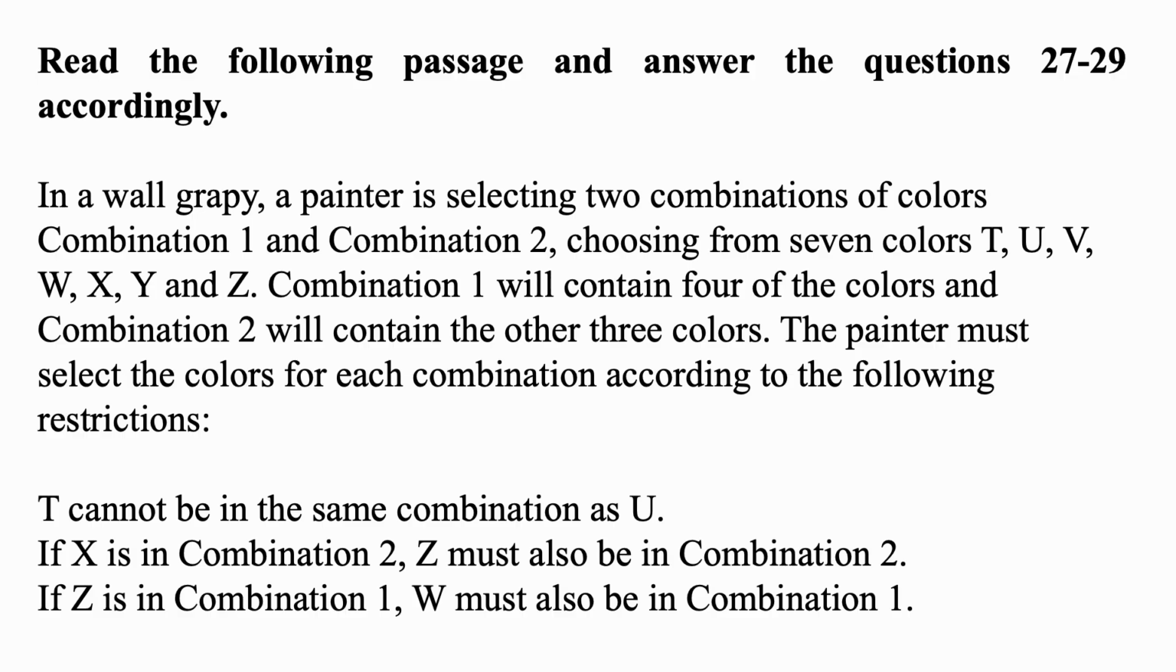In Avalgraphy, a painter is selecting two combinations of colors, combination 1 and combination 2, choosing from 7 colors: T, U, V, W, X, Y and Z. Combination 1 will contain 4 of the colors and combination 2 will contain the other 3 colors. The painter must select the colors for each combination according to the following restrictions.